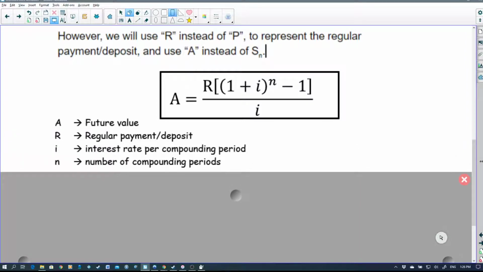And this is what all of the different variables represent. I is the interest rate per compounding period, like it was in compound interest, and N is the same thing as for compound interest as well. So those two quantities don't change. Obviously, the format of the formula has changed, and there's the R that's the new variable here.